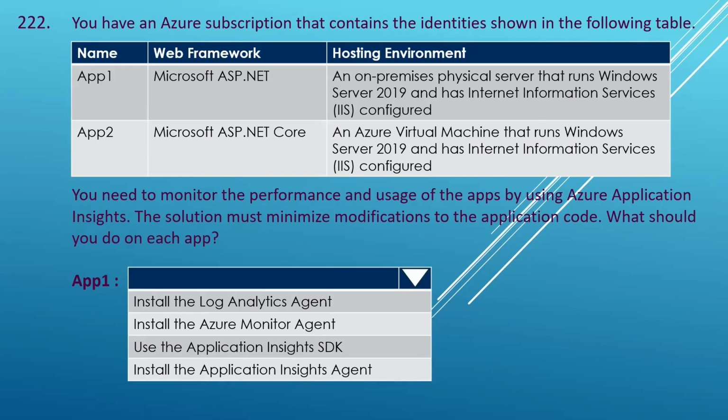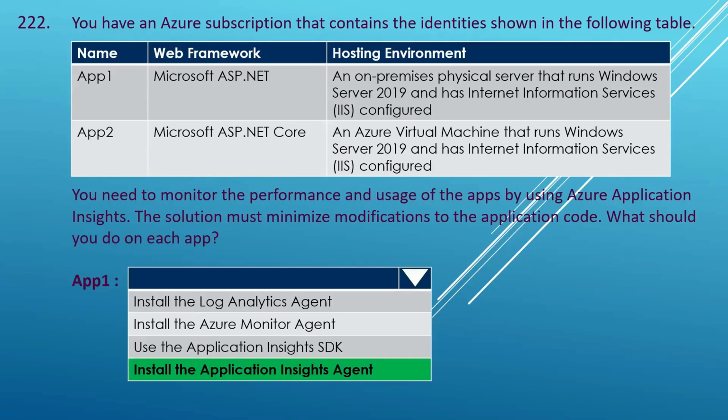and has IaaS configured. You need to monitor the performance and usage of the apps by using Azure Application Insights. The solution must minimize modifications to the application code. What should you do on each app? And for App 1, the options are install the Log Analytics agent, install the Azure Monitor agent, use the Application Insights SDK, install the Application Insight agent. And friends, the correct answer here is install the Application Insights agent.